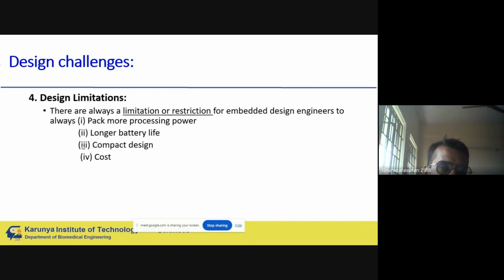And always, as we have seen right from the characteristics, an embedded system will have so many limitations or parameters that have to be considered. A few influencing limitation factors are the processing power, the battery life, how compact the design is, and then the cost of the product. Finally, it's all about money, right? So it's the cost of the product. Only then does everything fall in its place.